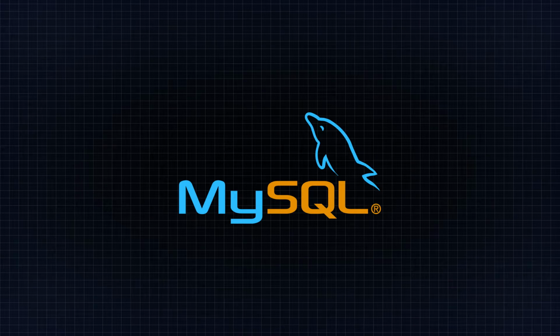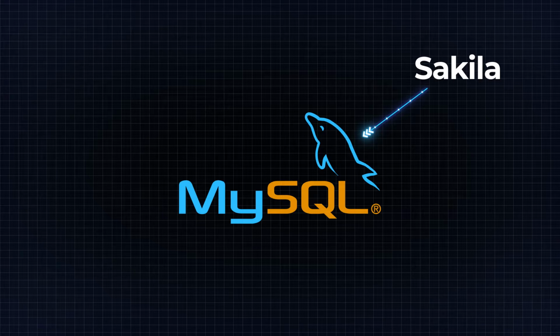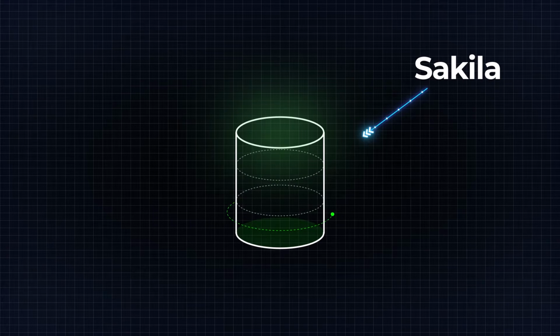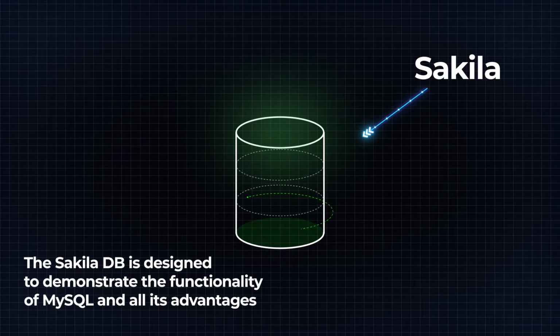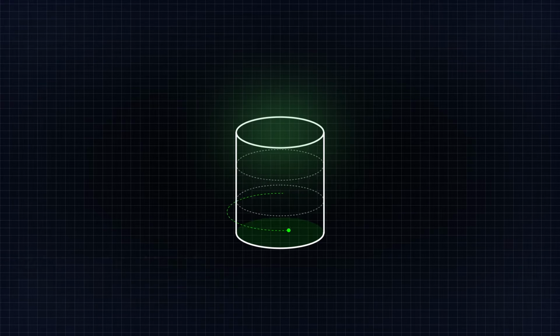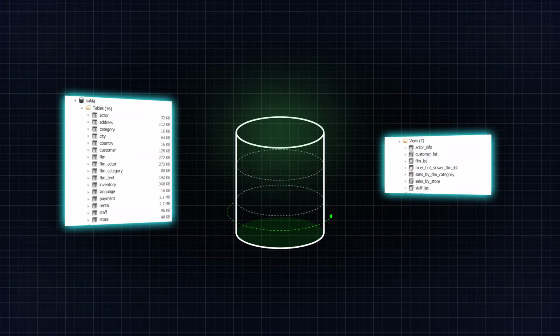Sakila is the name of the dolphin in the MySQL logo. Interestingly, the MySQL sample database carries the same name and mimics databases used in movie rental shops. The Sakila DB is designed to demonstrate the functionality of MySQL and all its advantages. It contains 16 tables and 7 views.